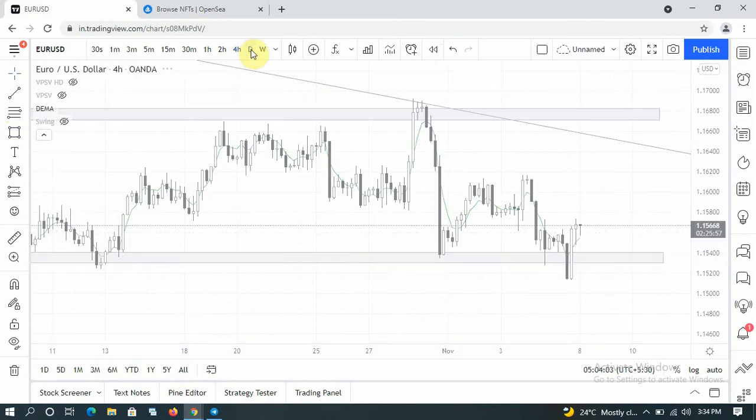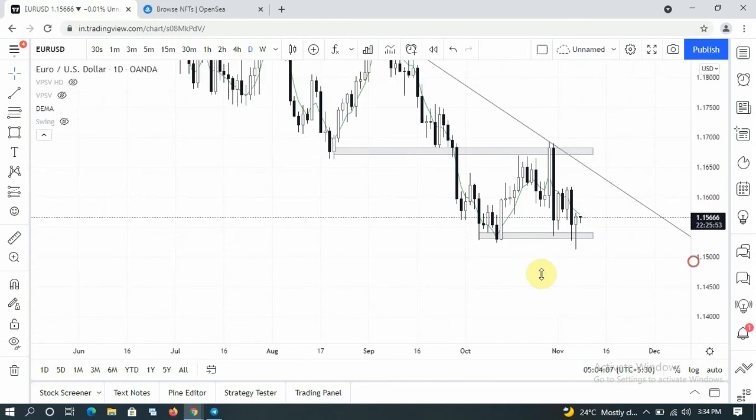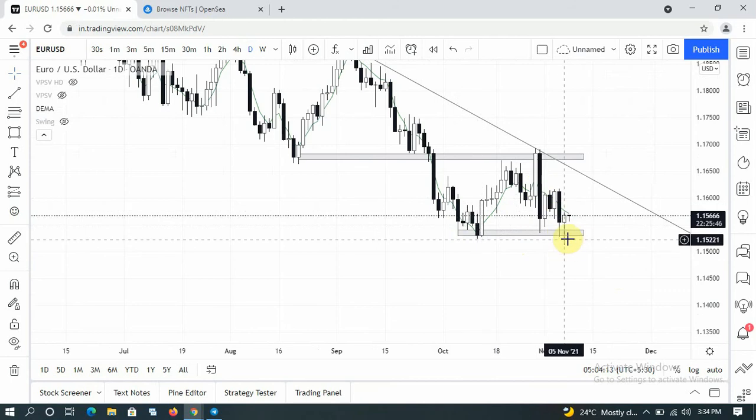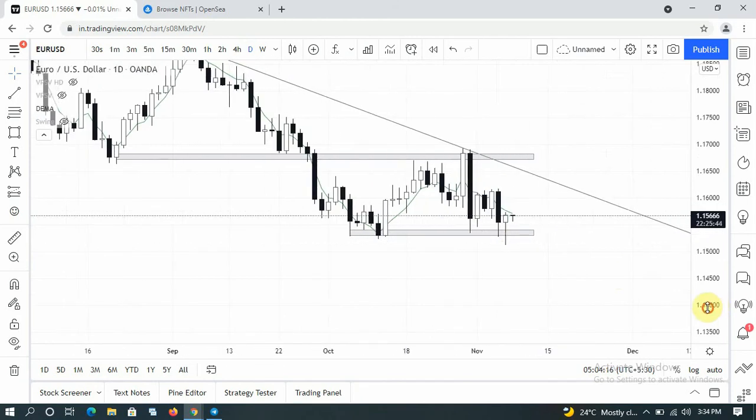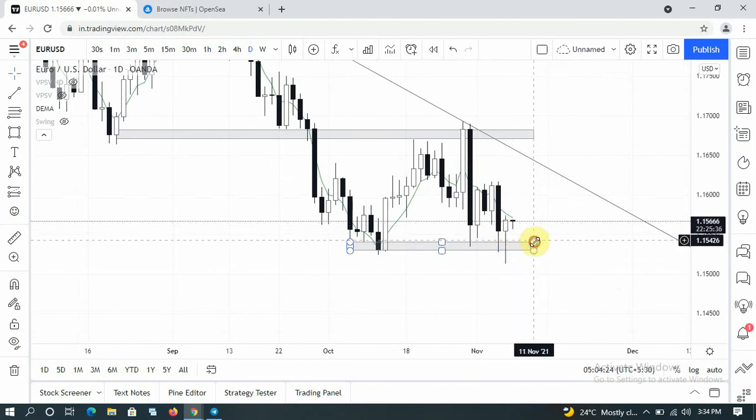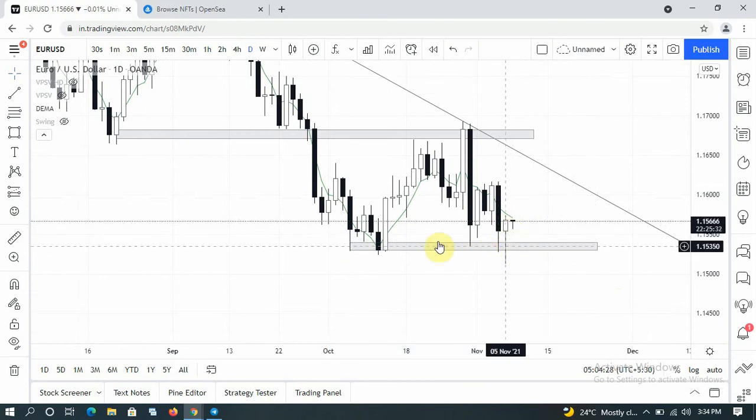Let me go back to the daily time frame and check some things. Right here you can see that this is the resistance. This is where the price tested, but we have this break right here, and this is the lowest point the price got to this year. Right now we're seeing some kind of a reversal, going back, rejecting this price.